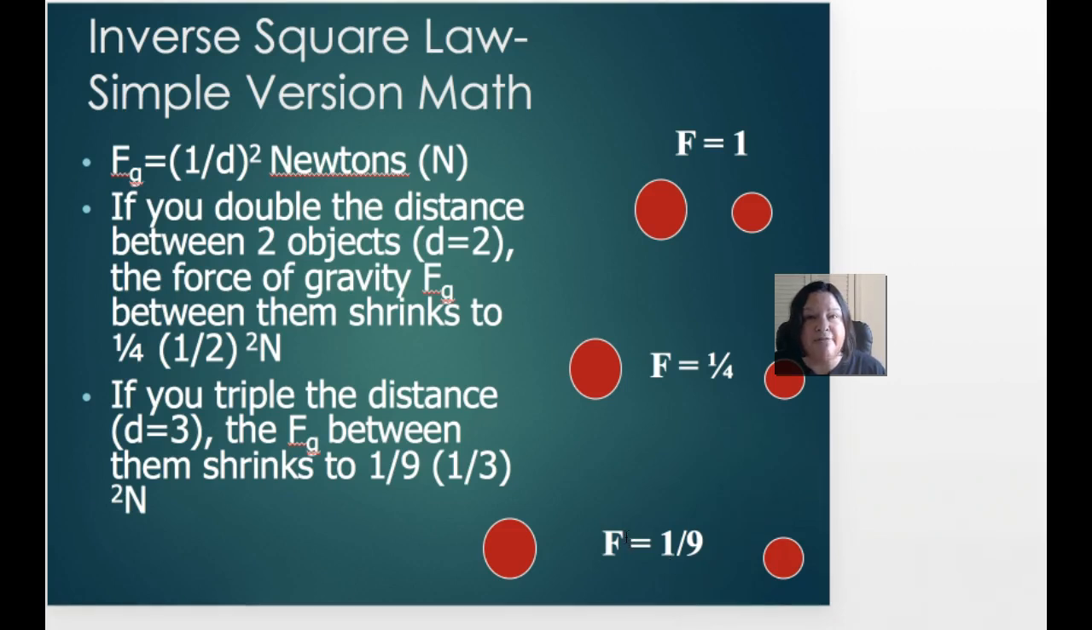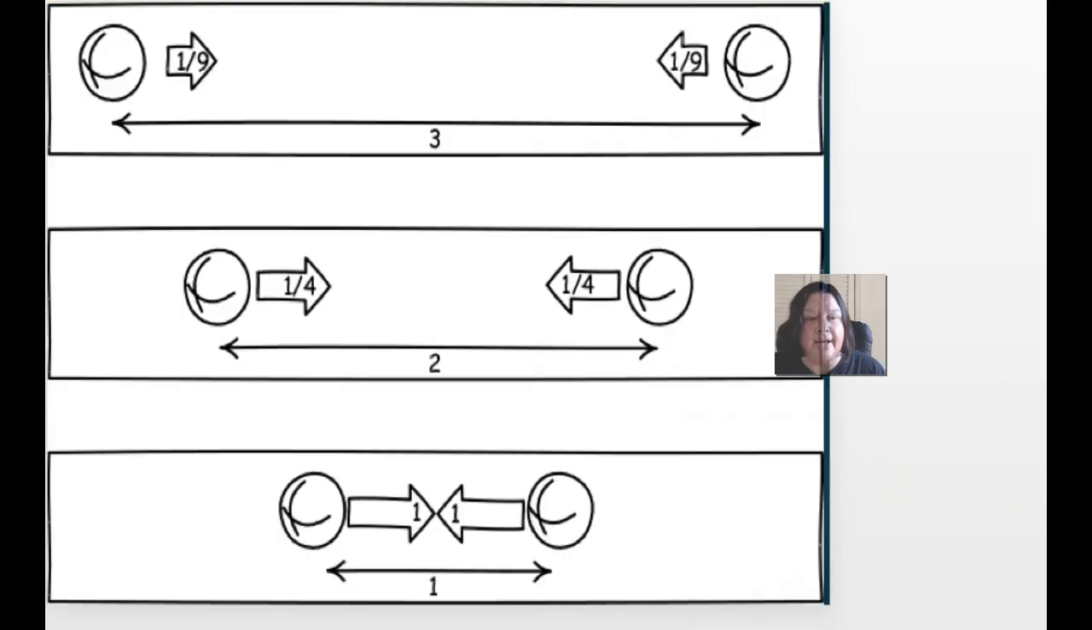So it happens very, very quickly, and you can see that in this image as well. This is equal to 1. If they move twice the distance, all of a sudden it's only 1/4 of the feeling of gravity. If it moves 3 times away, it's 1/9 the feeling of gravity. So it changes very, very quickly.